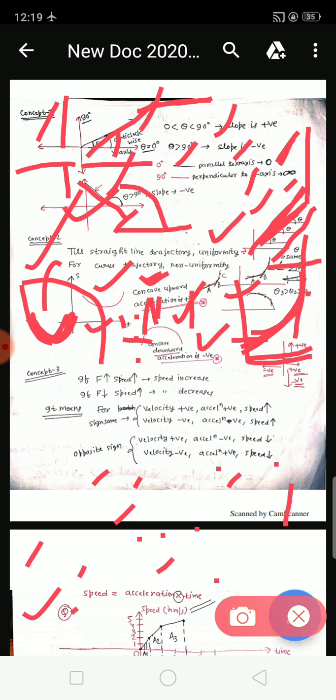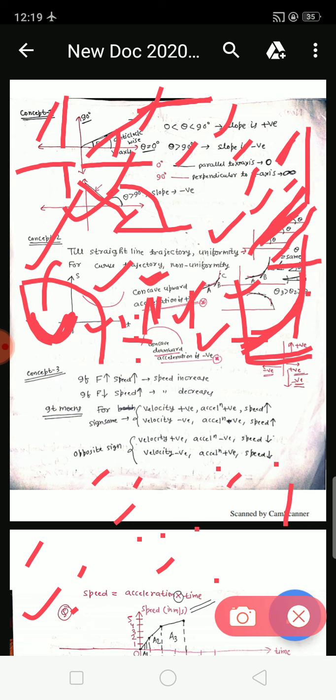If theta is 0 to 90 degrees, slope is positive. If theta is greater than 90 degrees, slope is negative. If it is 0 degrees, it means it is parallel to the x-axis, and the slope value will be 0. If it is perpendicular to the x-axis, it means the slope value is infinity. Clear? Nobody else will tell you this way. So it's a very important concept.